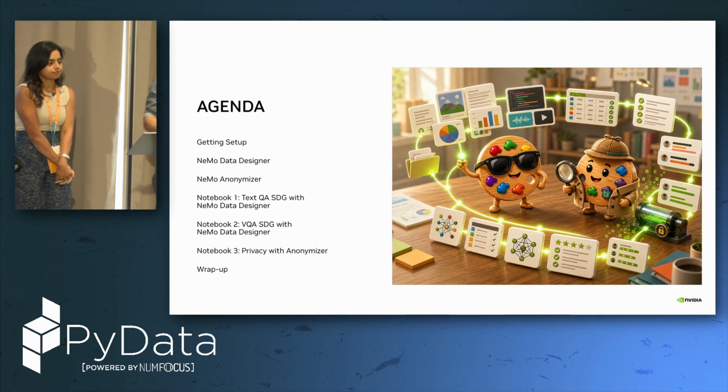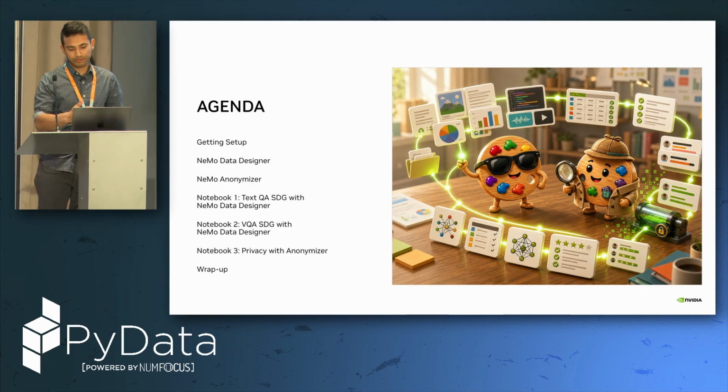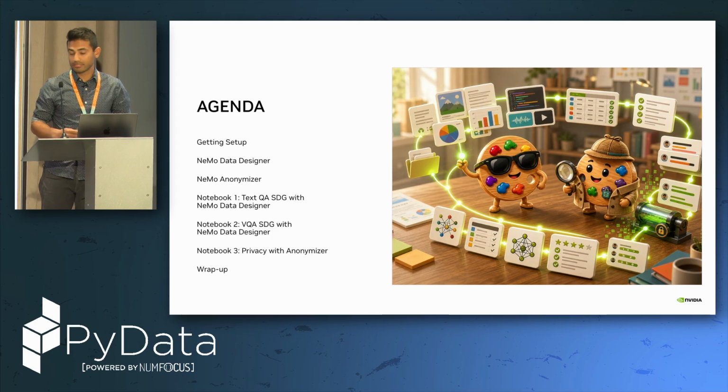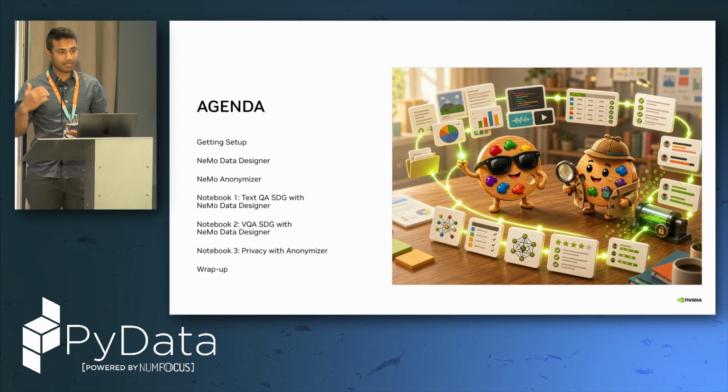So we'll get started with a few slides introducing the two open source libraries that we're going to cover, NeMo Data Designer and NeMo Anonymizer. Then we're going to walk through 3 notebooks in progressive complexity. The first one is an intro to Data Designer. We're going to learn some key concepts about the library specifically, and then build a very simple text question answer generation pipeline.